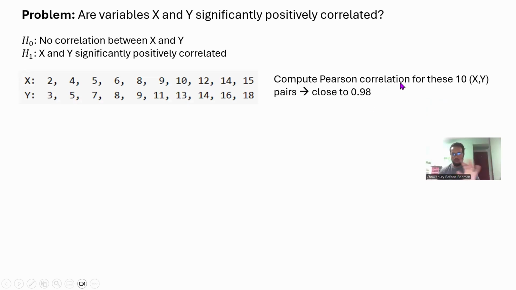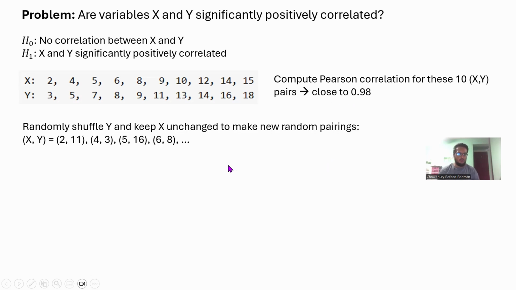And I'm not going to show the formula of Pearson correlation coefficient computation because that's not the core purpose of the video. Maybe this correlation appeared to be 0.98, which is very, very large. Now what we are going to do is randomly shuffle y. We are going to randomly shuffle these y values and keep x unchanged to make new random pairs.